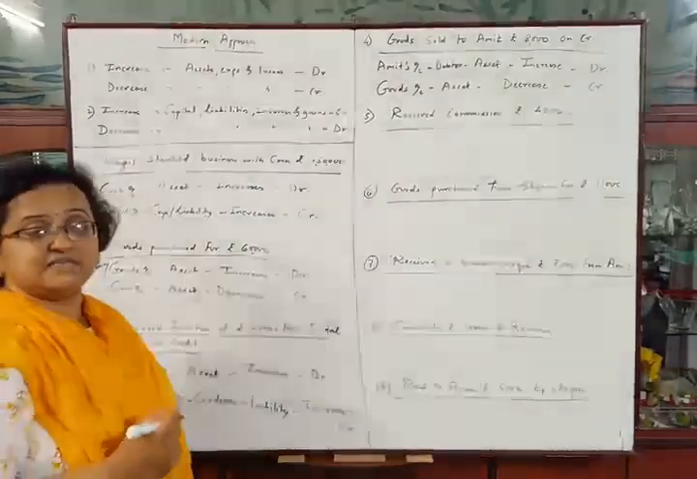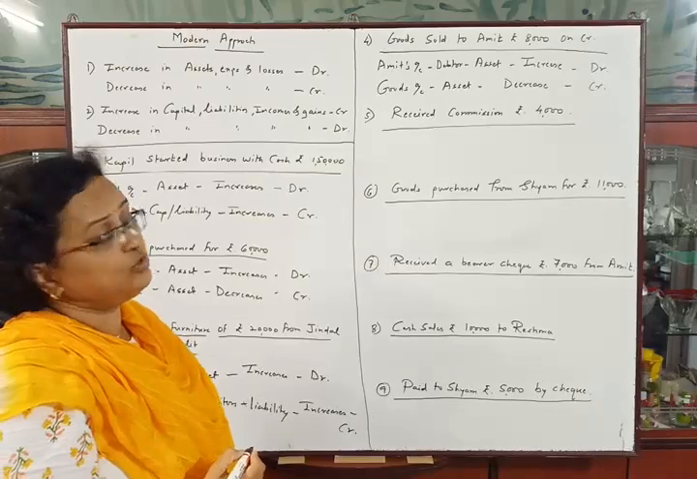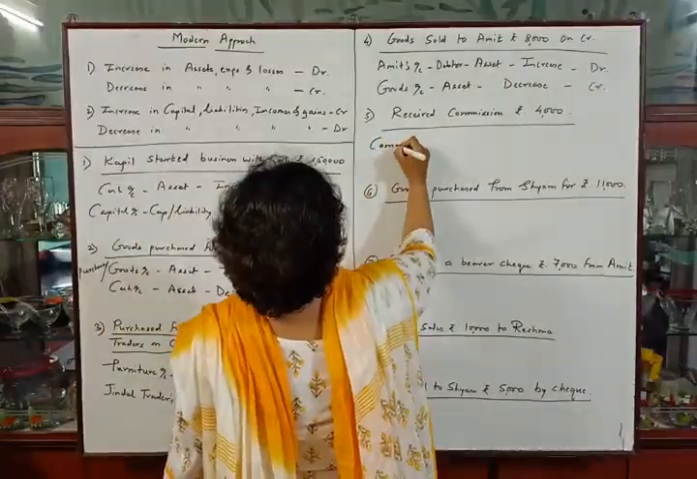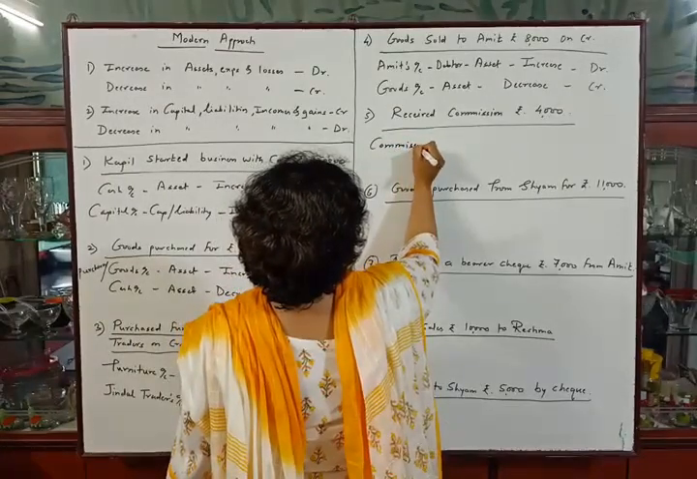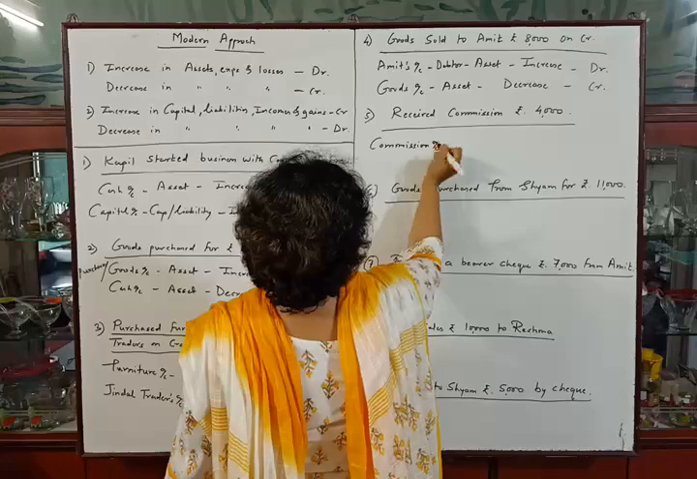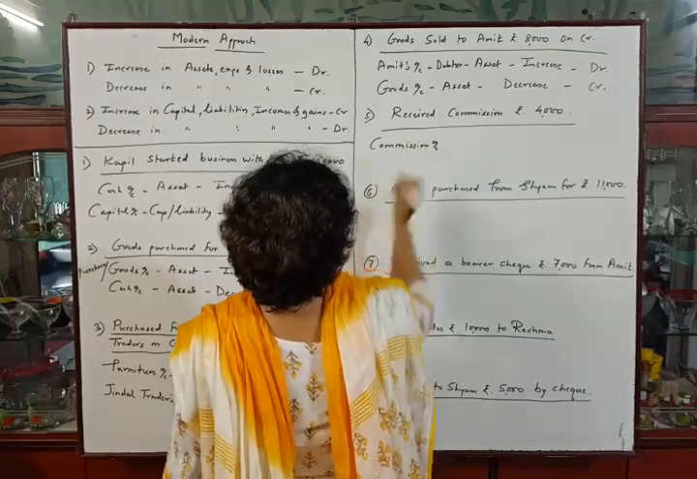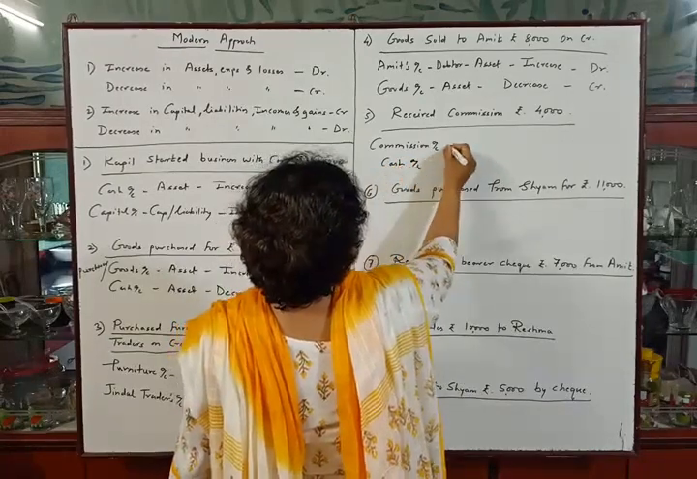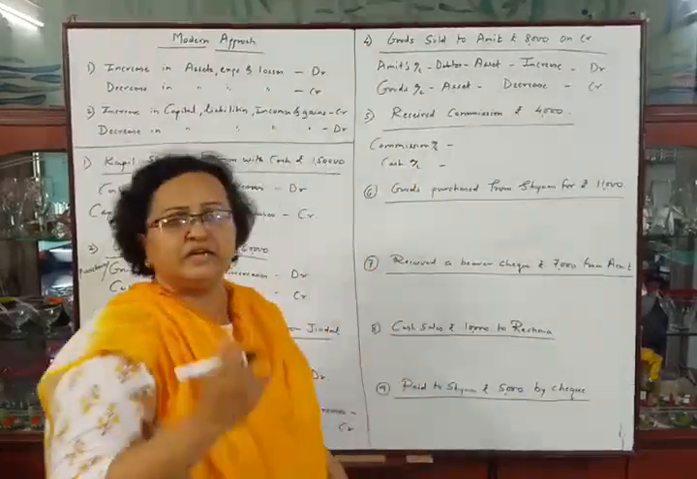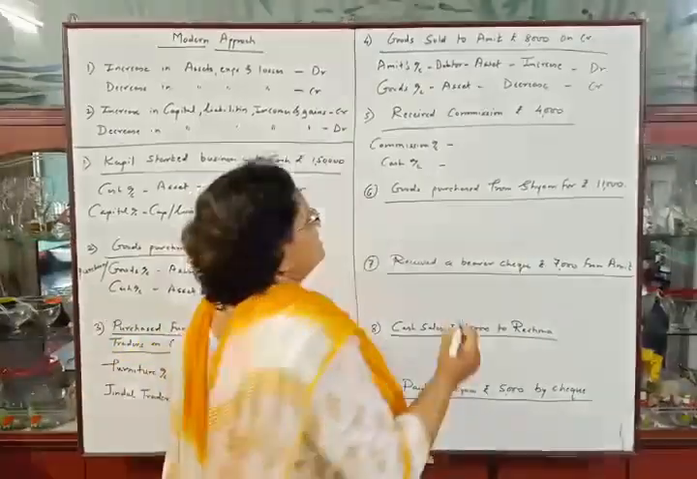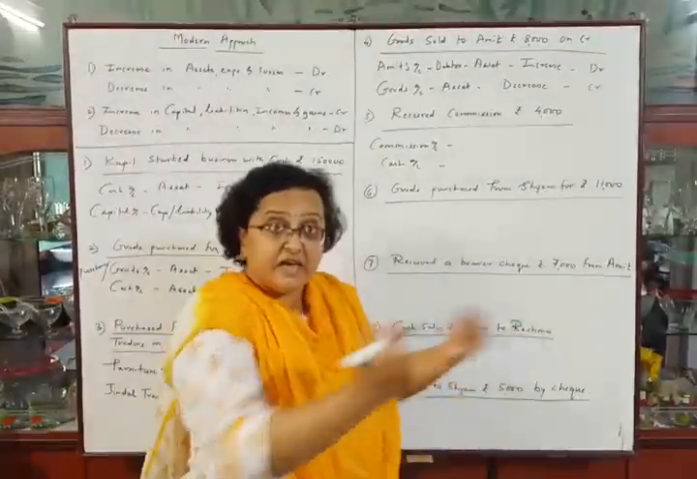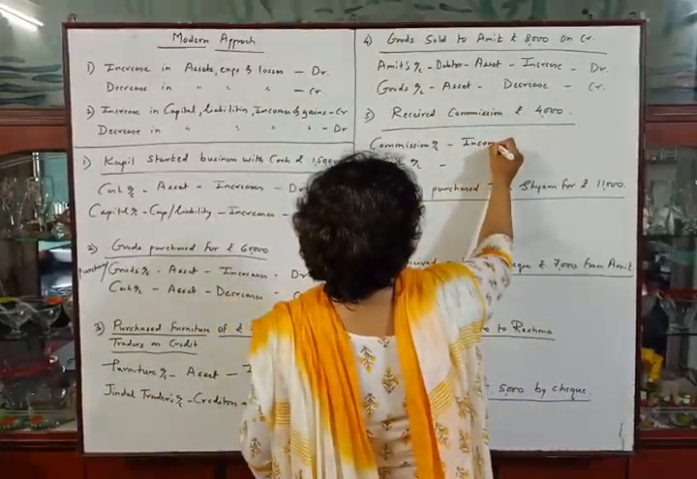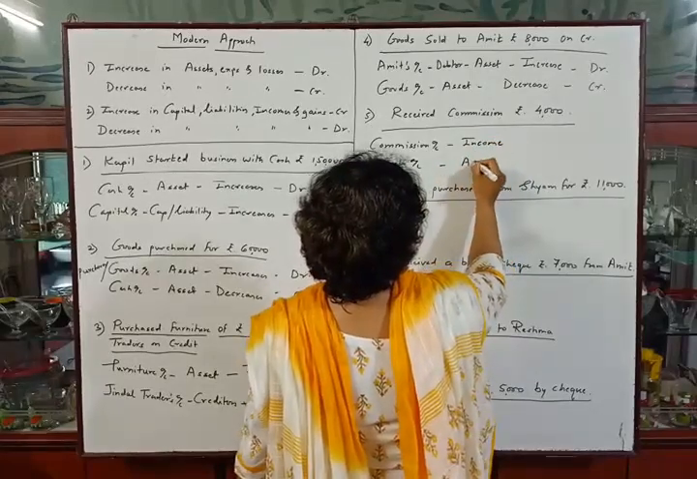Now see the next transaction. Received commission rupees 4,000. First account will be commission account. And second account will be cash account because we are receiving commission means we are receiving cash. Okay. Commission, as we are receiving commission, is our income and cash is our asset.